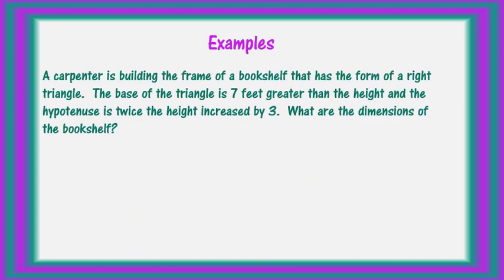For the last example, we are going to couple the quadratic formula and the Pythagorean theorem so that we're able to solve a word problem involving a right triangle. A carpenter is building the frame of a bookshelf that has the form of a right triangle. The base of the triangle is 7 feet greater than the height, and the hypotenuse is twice the height increased by 3. What are the dimensions of the bookshelf?